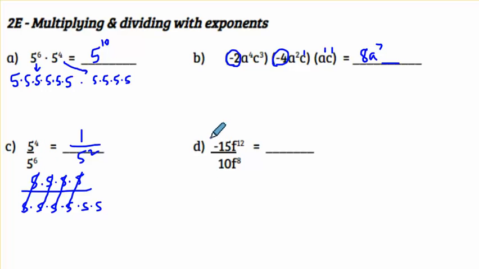All right, the last one, remember these are coefficients. They are just normal numbers. In this case, it's a fraction of negative 15 over 10. We can factor out of both of those a 5. So we can simplify by dividing by 5. So on the top, negative 15 divided by 5 is negative 3. And on the bottom, 10 divided by 5 is 2. And then f to the 12th divided by f to the 8th, what are we going to do with those exponents and where does it wind up? I will let you finish that off.